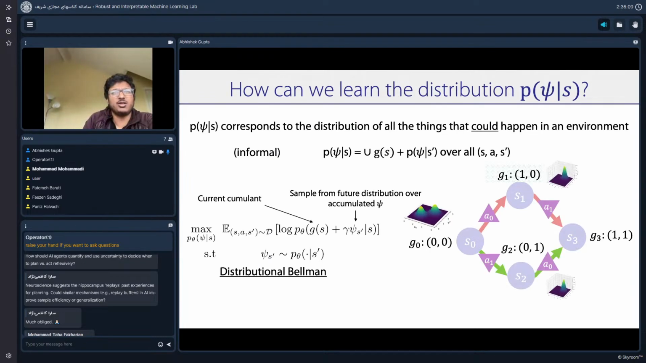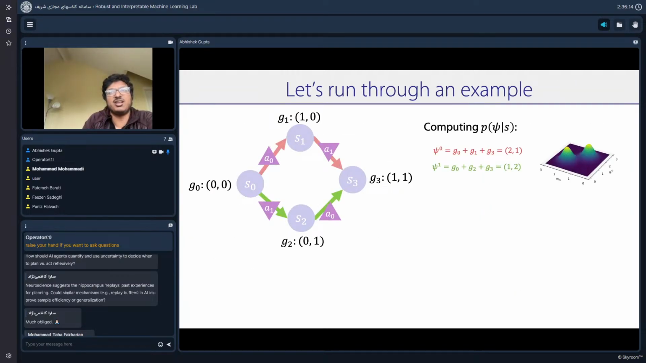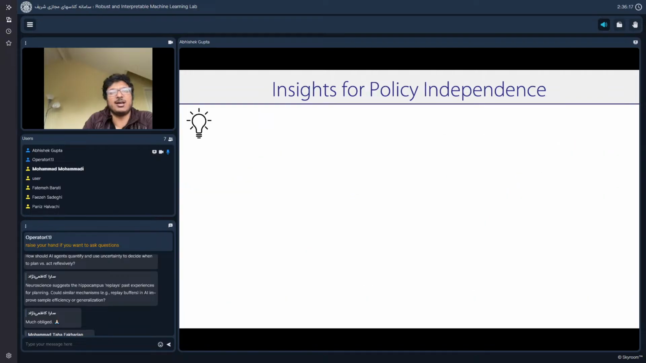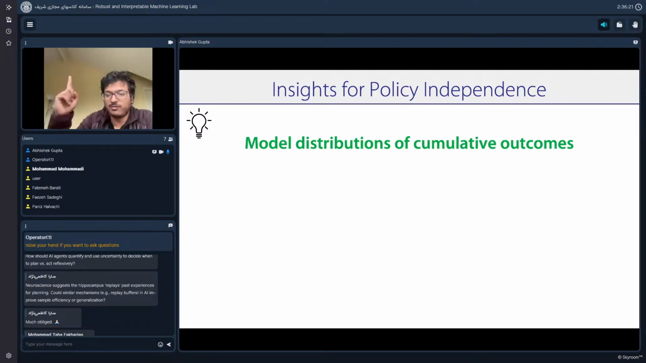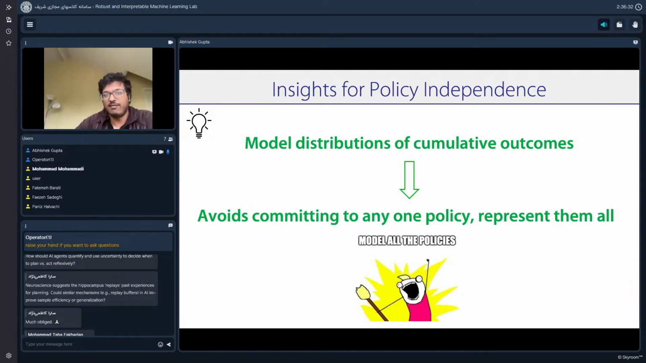So we'll skip the details here. You can train this with the Bellman model, right? But essentially, what this results in is, rather than modeling a single cumulative outcome for a particular policy, you model a distribution over all possible cumulative outcomes, and you avoid committing to any policies, right? And so you just model everything, right? So you can kind of think of this as a world model that models the distribution over all possible futures, right? And then at test time, you can choose which of those futures is good for you, right?